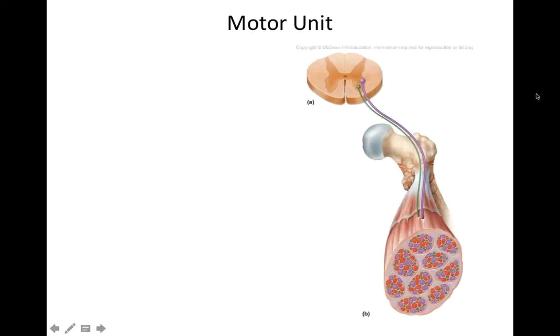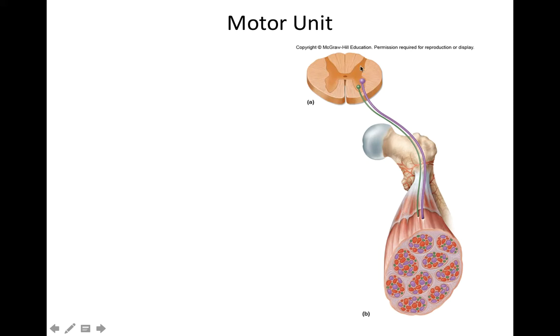All right, so let's talk about a motor unit here. This is the actual connection between a muscle and its neuron coming out of the central nervous system. So here we've got our spinal cord, and we've got two motor neurons coming to one of your muscles in your leg here, okay? So we have purple, we have green.